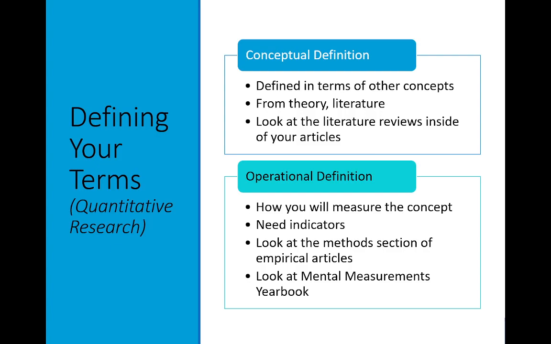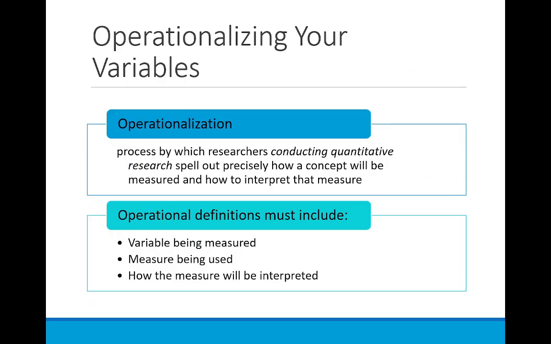So you may ask people, have you felt upset this week? And then the options are no, 1 to 2 days this week, 3 to 5 days this week. You come up with different categories. That's operationalizing it. And operationalizing both the question and the responses is a whole topic for another time. There are ways that you can test different wordings of the definition and such. So operationalization is the process by which researchers conducting quantitative research spell out precisely how a concept will be measured and how to interpret that measure.